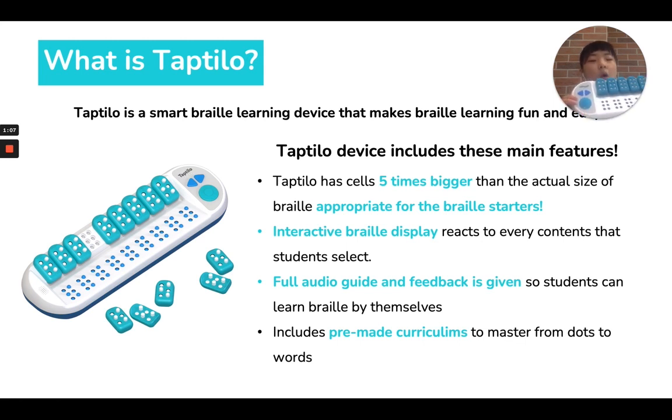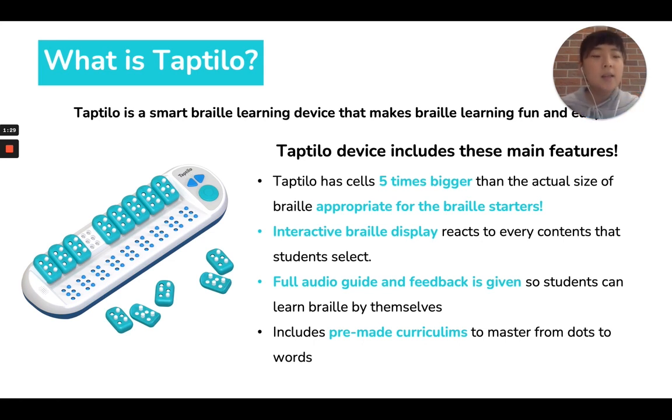First, Taptilo is 5 times bigger than the actual size of Braille. The upper part is Braille Blocks and the lower part is the Braille display. It is 5 times bigger than the actual size of Braille, so this is really appropriate for Braille starters who just started learning Braille.